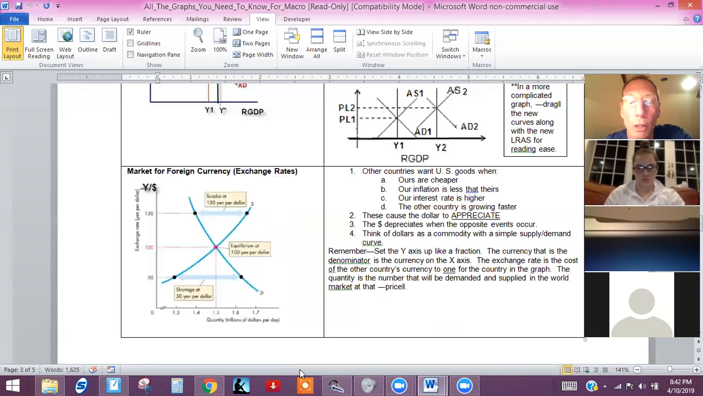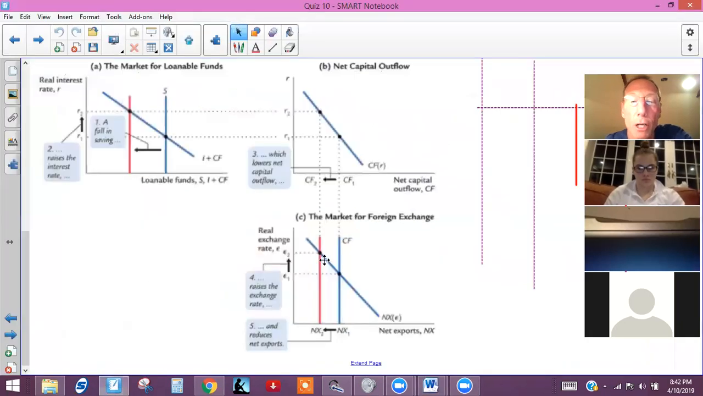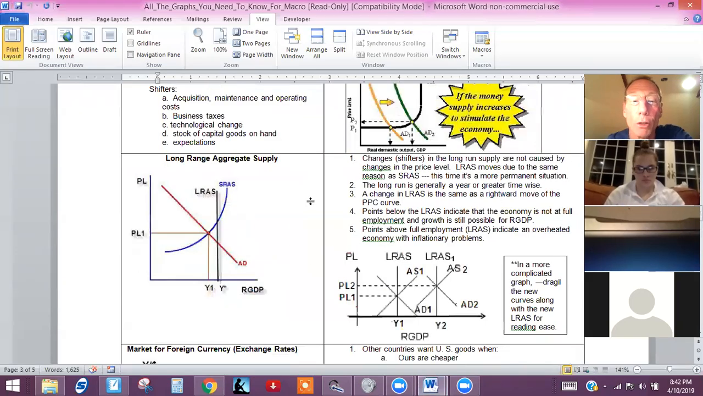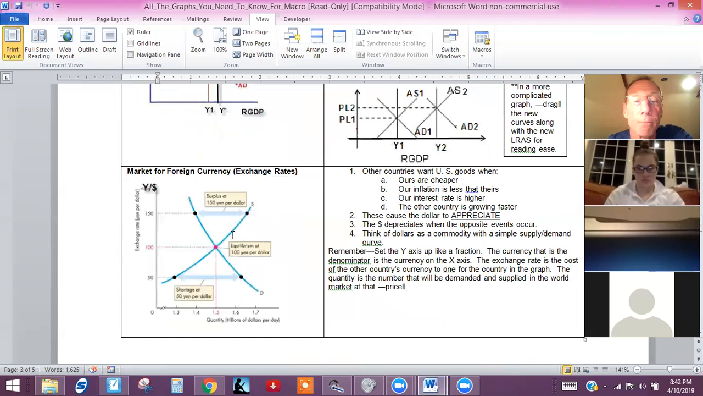This graph over here is good, but this isn't one you're going to have to draw. I wanted to show it to you anyway. All the ones on this worksheet that I sent out to you, you're going to need to know and draw. So you can see that, once again, let me say that one more time.